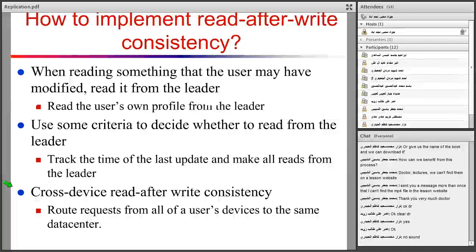So when we want to see the latest information from user 1, 2, 3, 4, this read query should be sent to data center 1, and if we want to see the latest information from user 2, 3, 4, 5, this read query should be sent to data center 2. Route requests from all of a user's devices to the same data center.